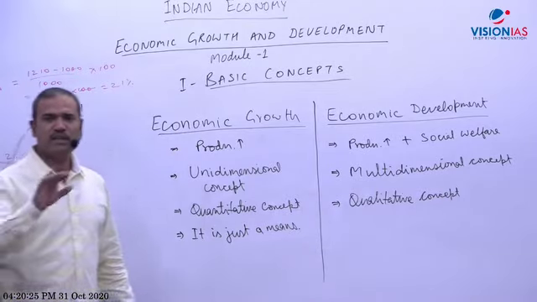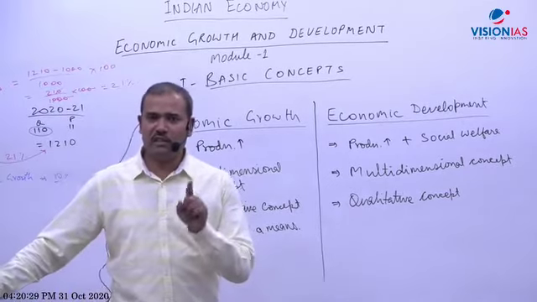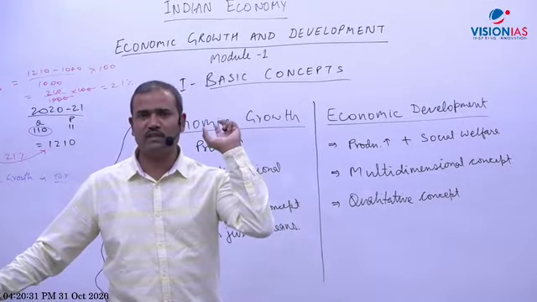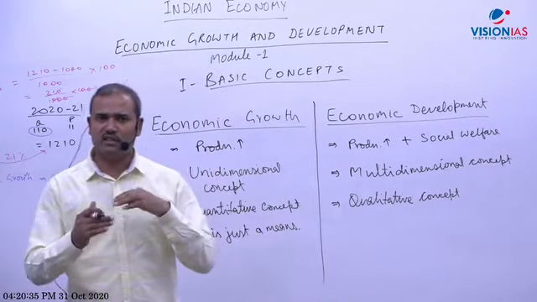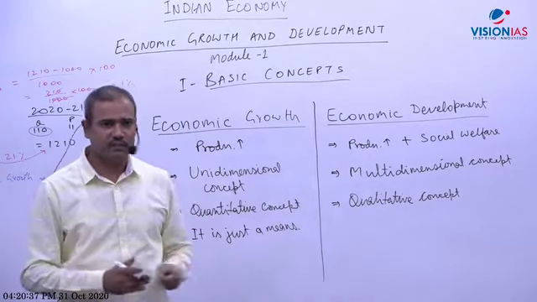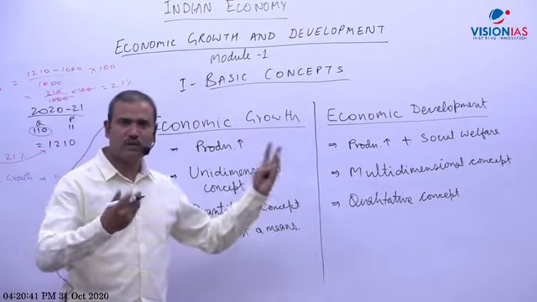For example, you are attending class. So is it your objective to attend class? No, it is a means. Your objective is to qualify the exam, to understand the concepts. So attending class is just a means. Objective is to qualify the exam. So the means is production. The ultimate objective is to enhance well-being of people.